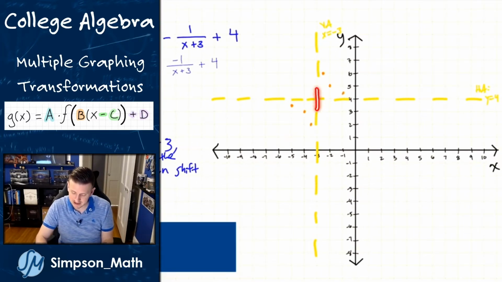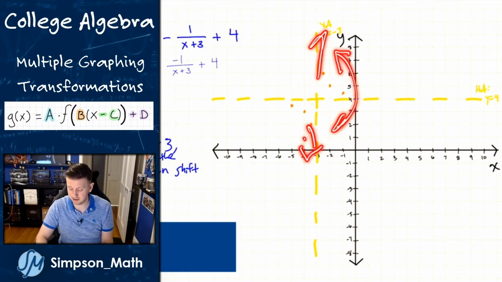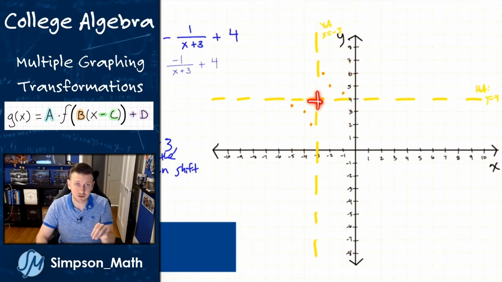But my trick is, if I'm pretending that this is an origin, that this is 0, 0, and I do all my stretches and reflections around this point, then that will take care of it. And that's a little bit of a hack to the order of operations.